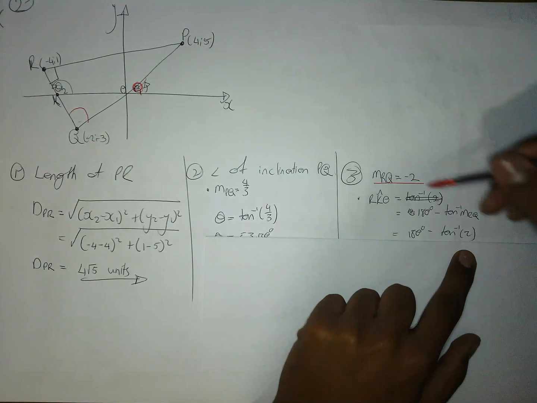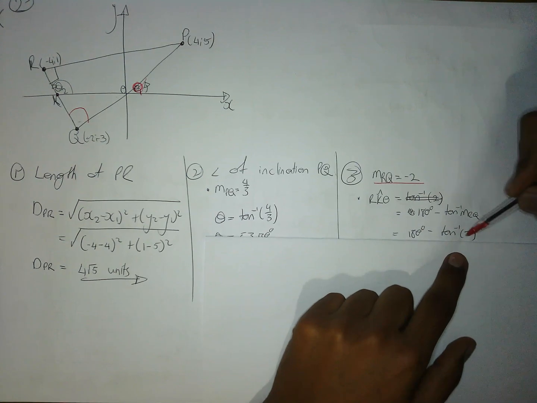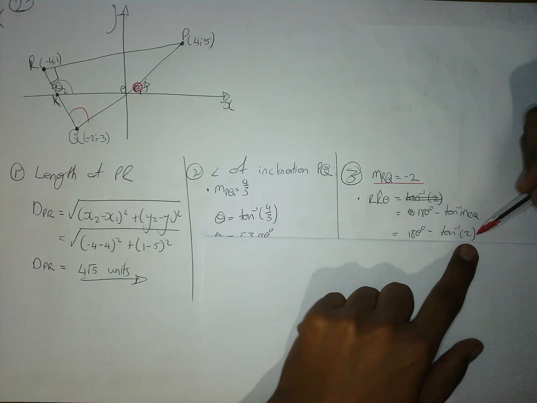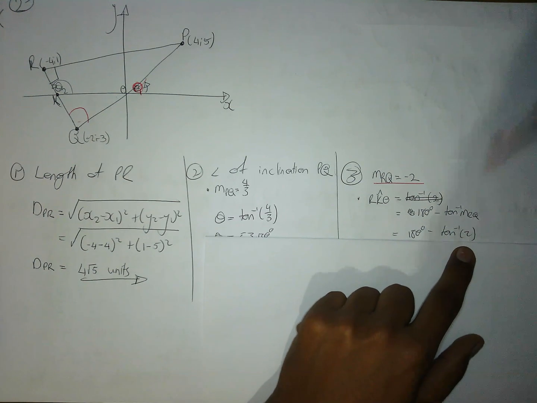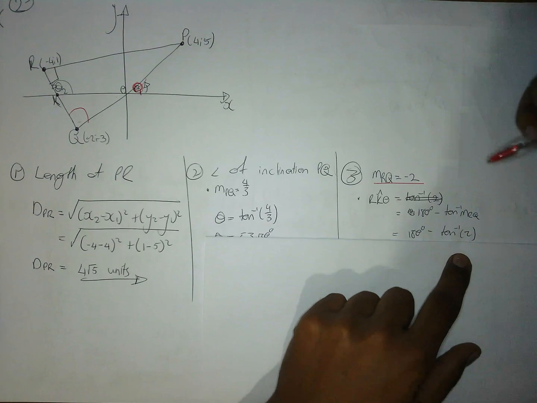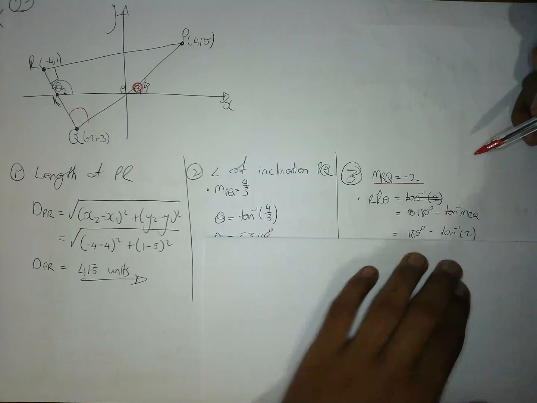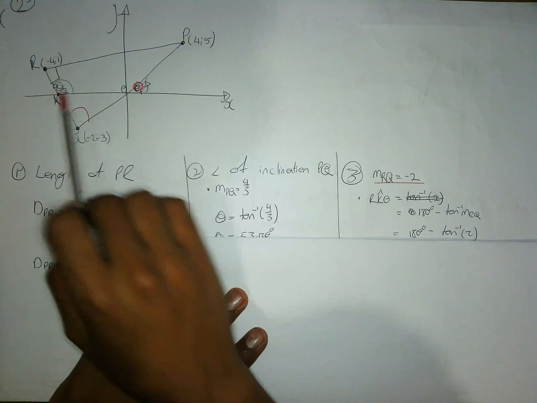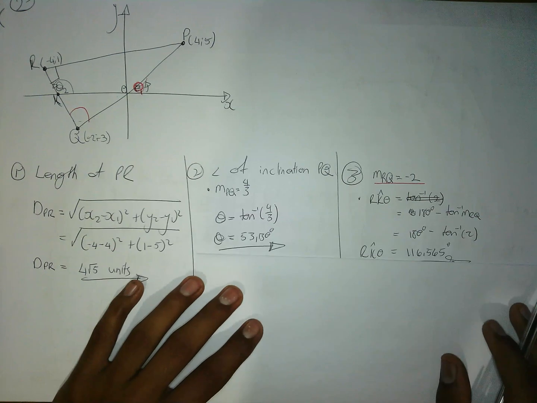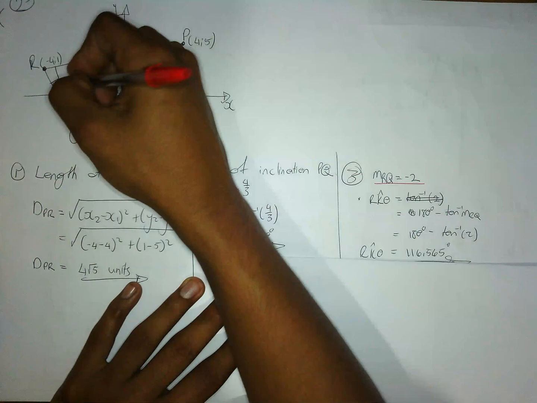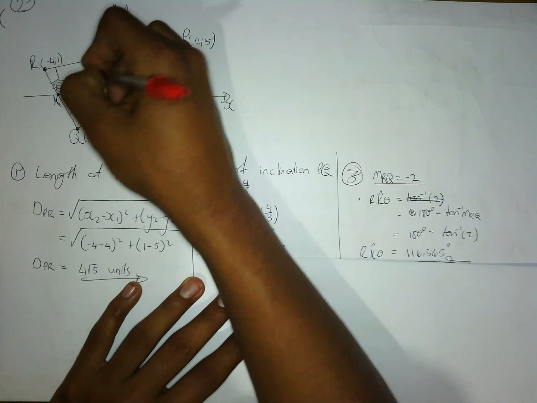But whenever you do this, you never put the negative gradient in here. Yes, the gradient is -2, but in the calculation you don't put the -2 inside. Why exactly, I'm not sure, but you don't do that ever. You'll get the wrong answer. So you do this, and we get RKO. You will see now why we do that. The answer for RKO is 116.565 degrees.